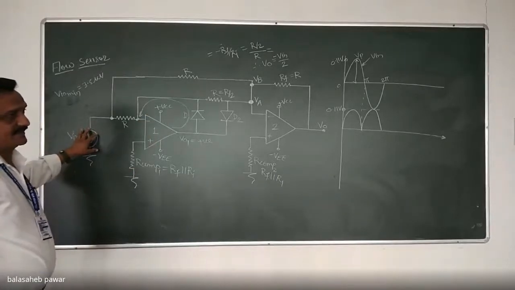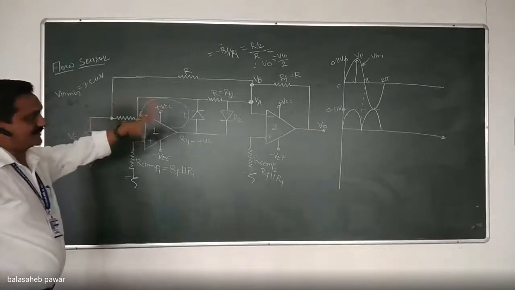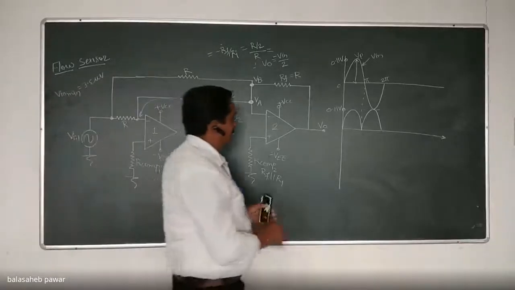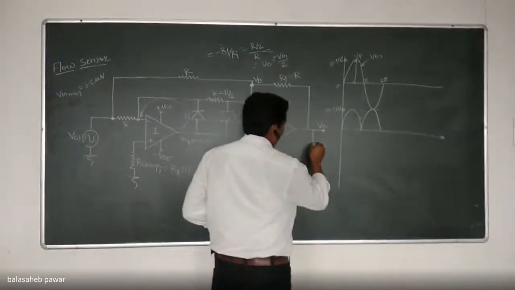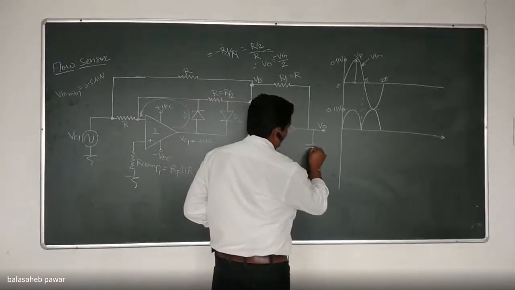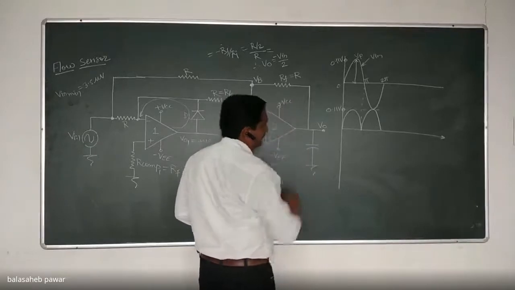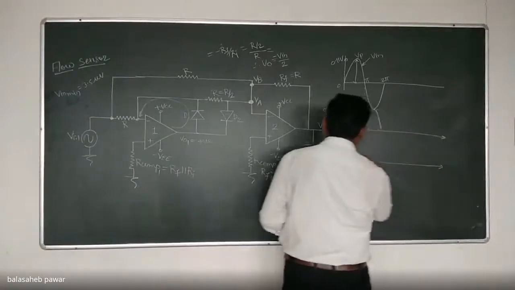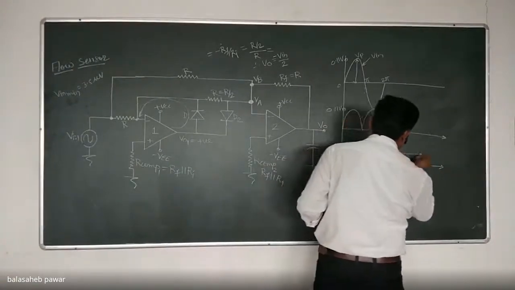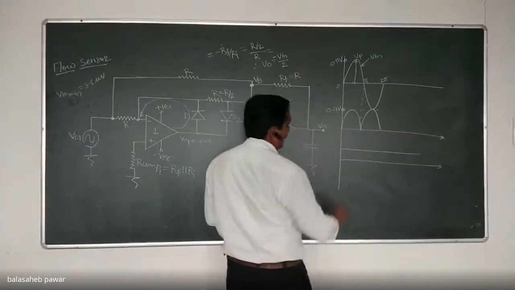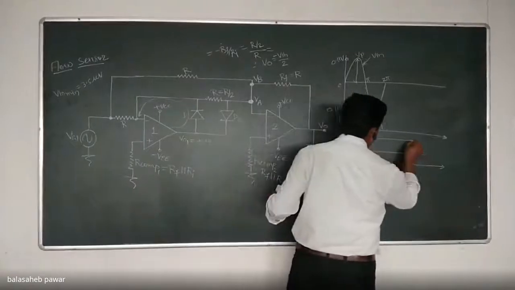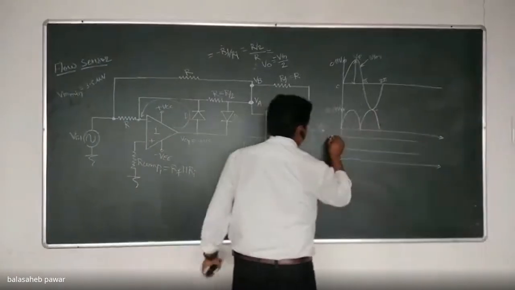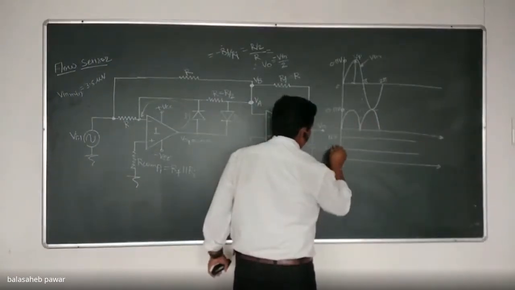So the output of this precision rectifier circuitry, if we connect a capacitor to smooth the pulsating DC into pure DC like this, it will become a straight line that is of either 0.11 volts amplitude or it will be of 12 volt amplitude. Is it okay?